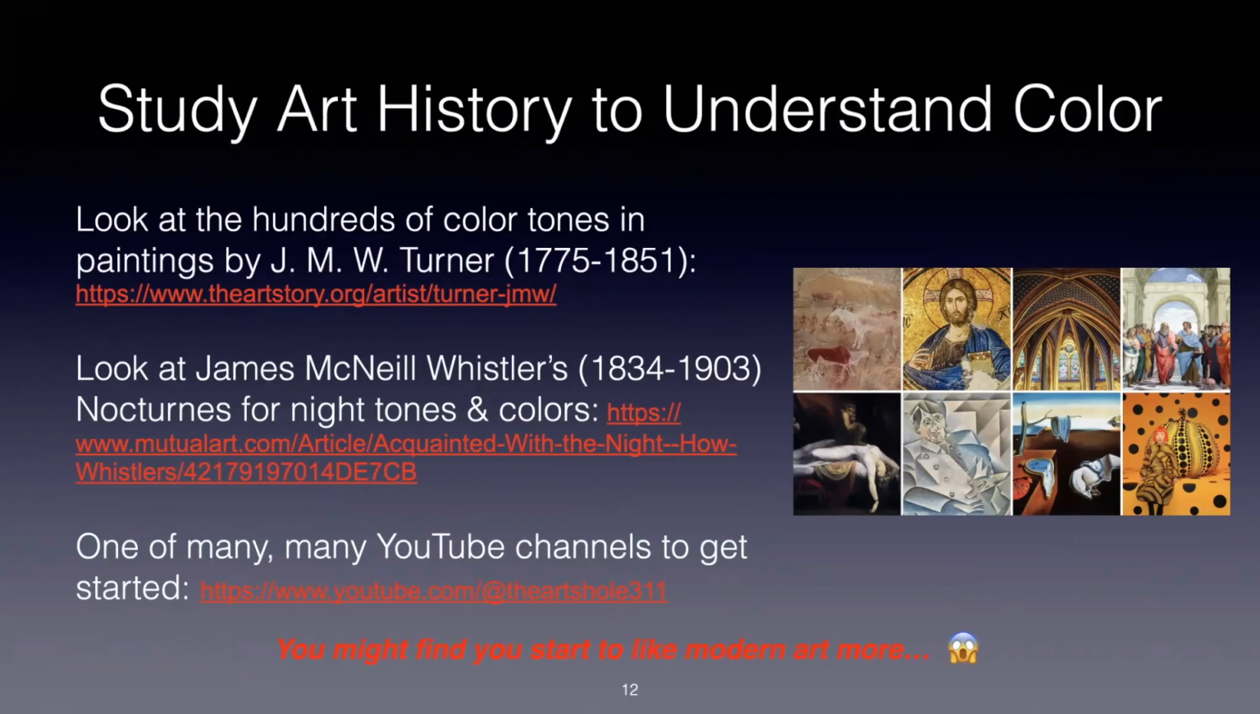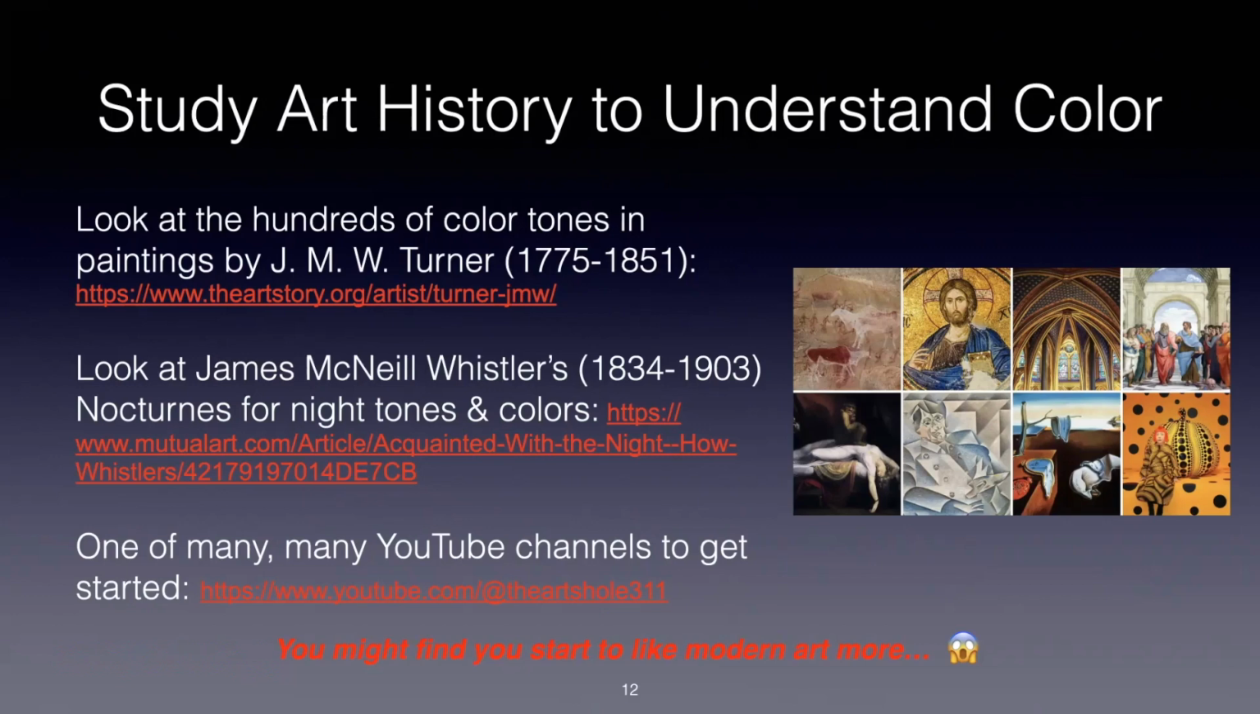J.M.W. Turner was very famous for having hundreds of color tones in his paintings. Whistler went out on the Thames at night and looked at what it looked like out on the water in a boat. He did it many times in order to paint his night scenes. And I recommend you look at his work. It's very interesting. He uses green to symbolize night.